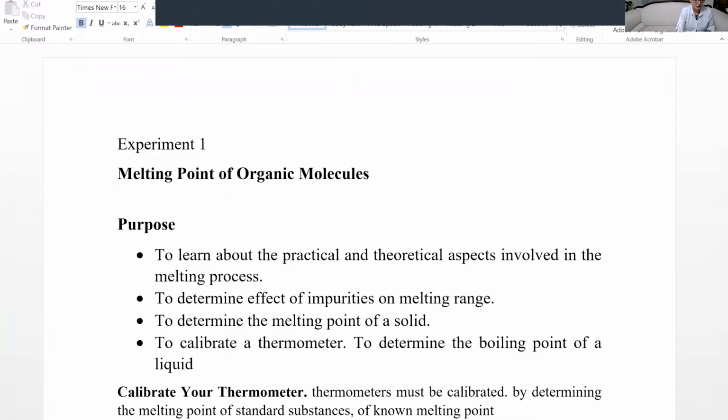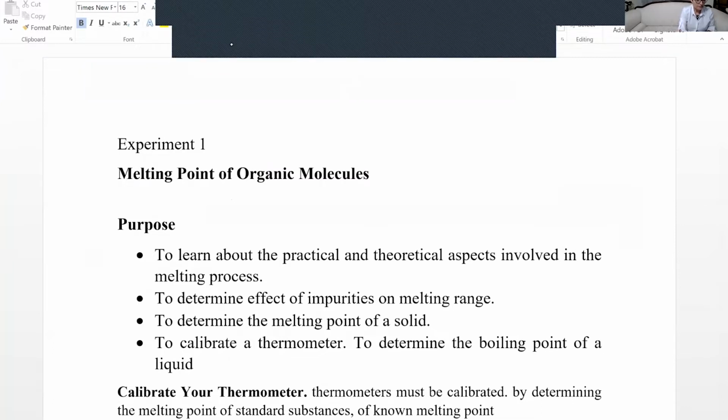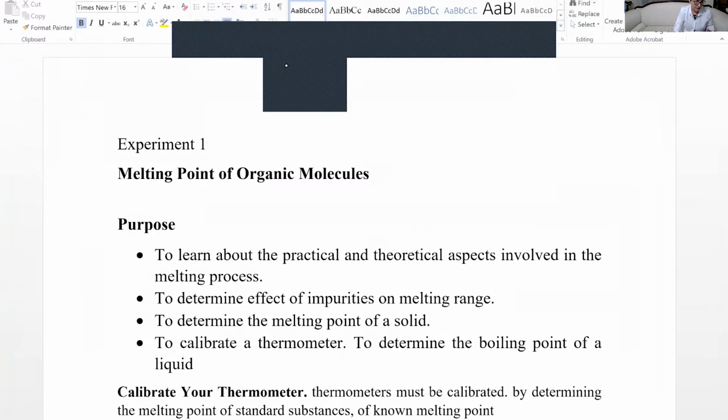Melting point of organic molecules. The purpose for this experiment is to learn about practical and theoretical aspects involved in the melting process, to determine the effect of impurity on melting range, how to perform the experiment or measure the melting point, calibrate the thermometer, and the use of mixed melting.